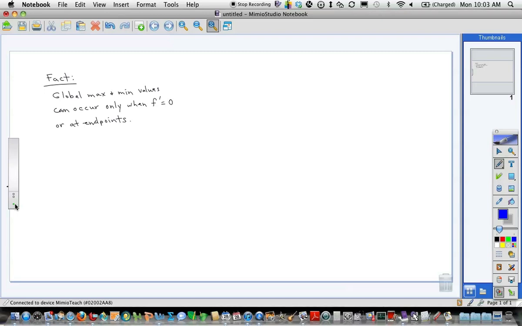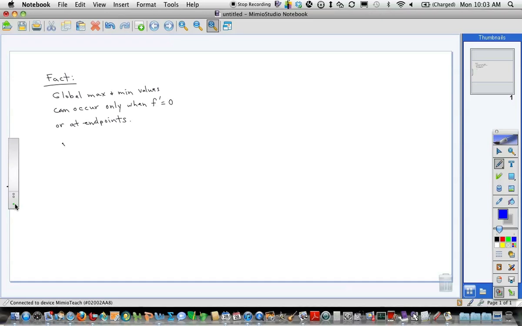Remember, global max min means the absolute maximum highest point and the absolute lowest point. That's global max min. That's different than local max min. Okay? So x cubed wouldn't have a global max min if you didn't restrict it to a certain domain. So we're talking about on an interval. So let's think about that a bit.